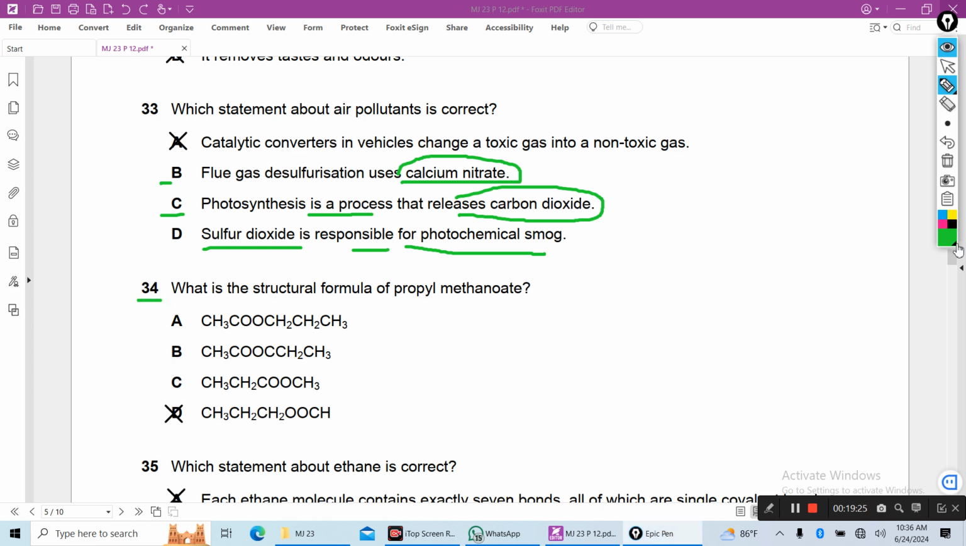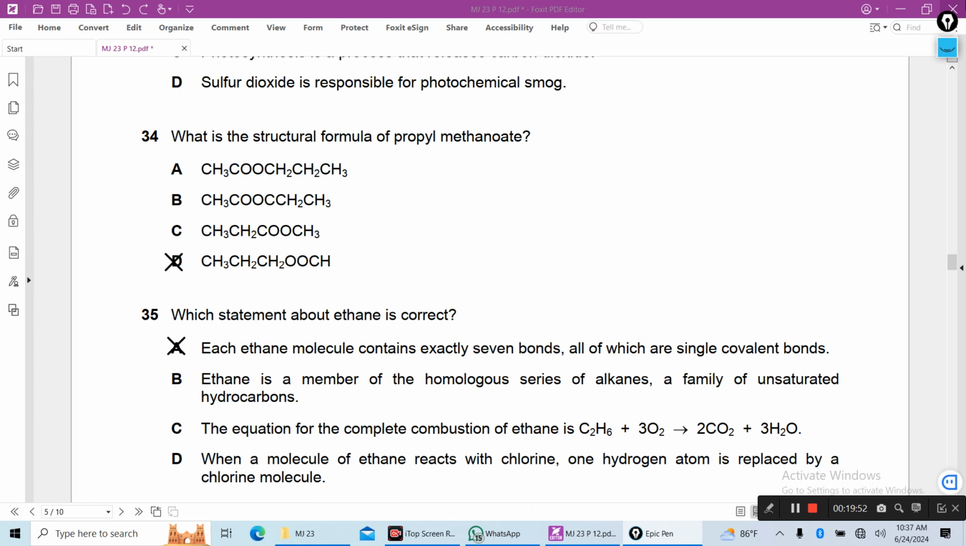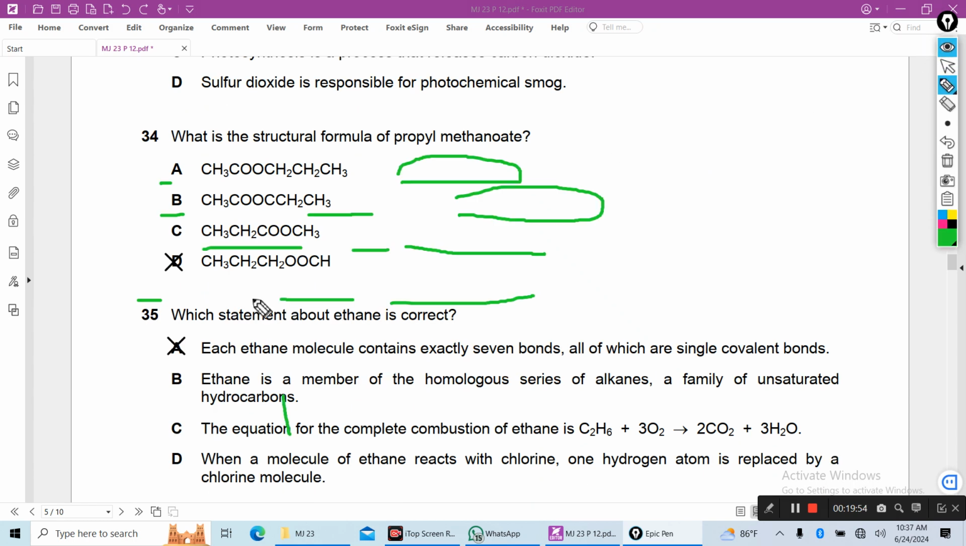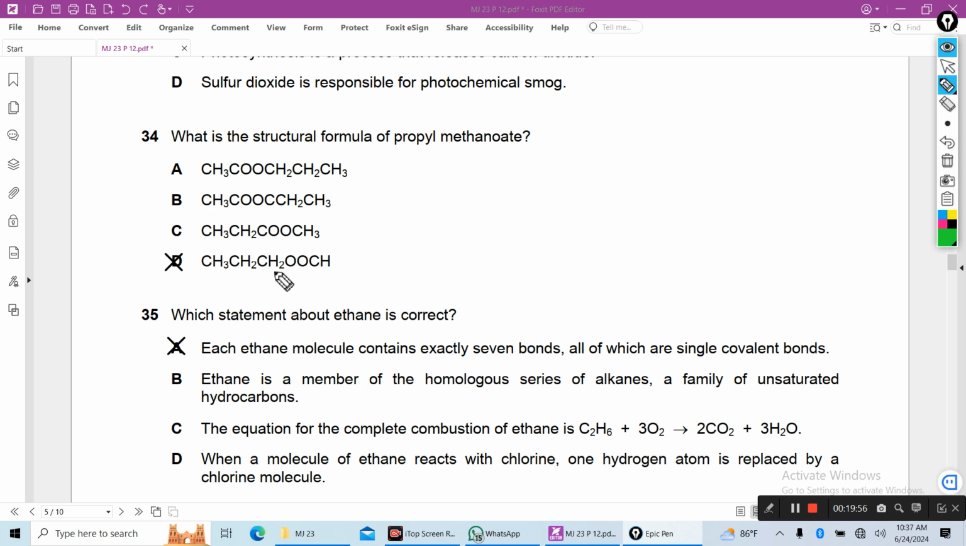34. What is the structural formula of propyl methanoate? Propyl methanoate. So the alcohol part, this is the right answer. This is the structural formula of propyl methanoate. So for propyl methanoate, D is the right answer.